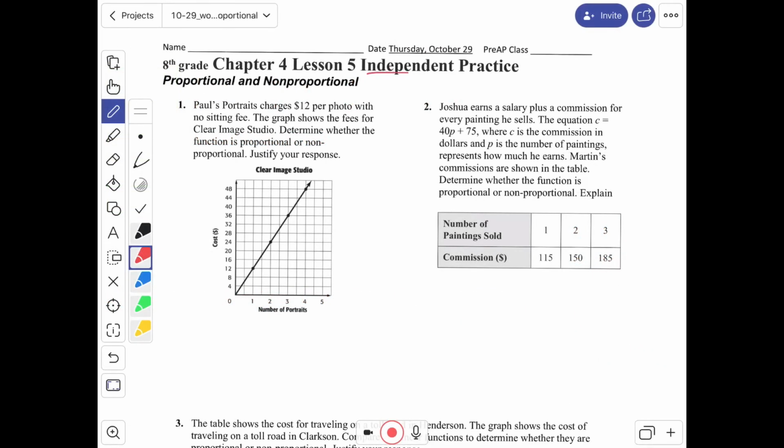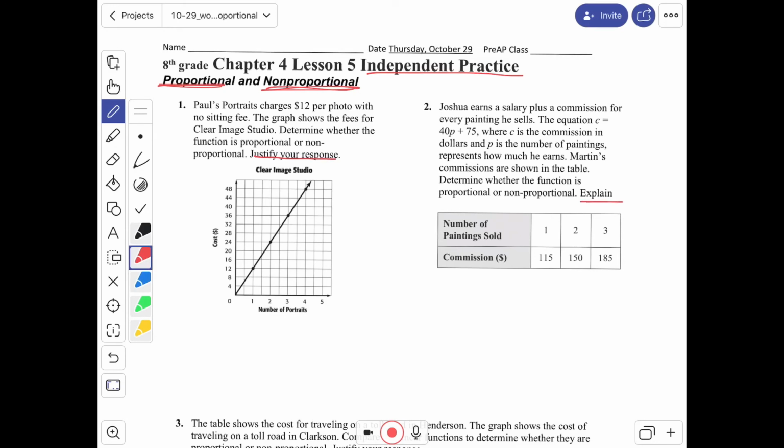Let's take a look at the independent practice that you're supposed to do today. There's only 3 questions, so no, I'm not going to do any of them. But you are to tell me whether it is proportional or non-proportional. And they also say to justify your responses or explain.